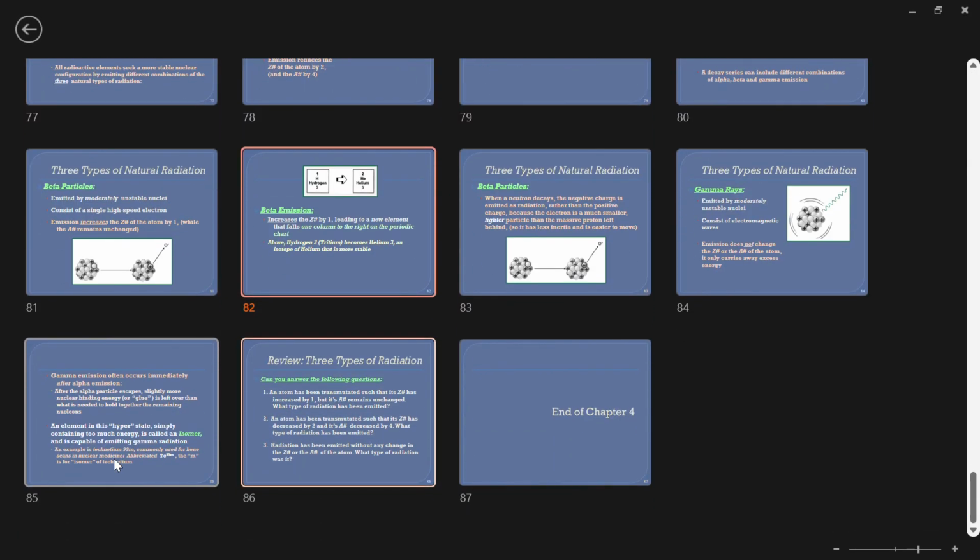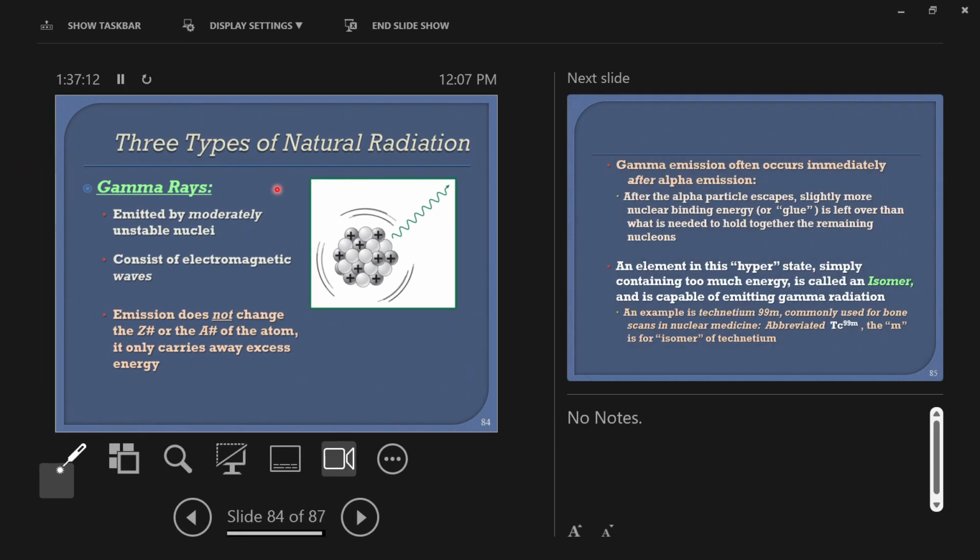The last emission is called a gamma emission or gamma ray. Gamma rays are interesting. So let me give you some stuff about gamma rays. Gamma rays come from moderately unstable nuclei. Normally, when electromagnetic radiation is emitted, it's coming from electrons, right? We've talked a lot about electrons emitting electromagnetic waves. That's what a gamma ray is. It's an electromagnetic wave like an X-ray. It's actually almost the same in energy as an X-ray. The only difference is where it comes from. X-rays come from orbiting electrons. Gamma rays come from unstable nuclei.